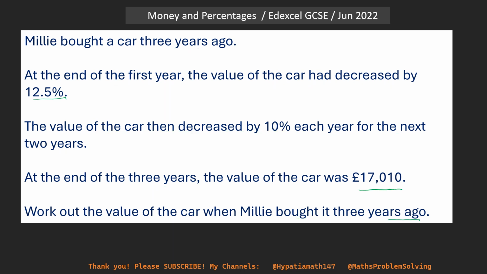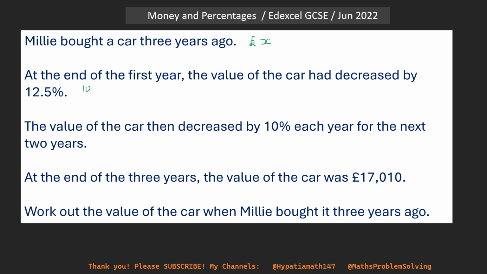So the first thing I think I could do is assume some value. Millie bought the car 3 years ago, so suppose the value of the car was £X. Okay, so that was the price of the car. Price of the car was £X. So at the end of the first year, the value of the car decreased by 12.5%. So it's a decrease, okay?